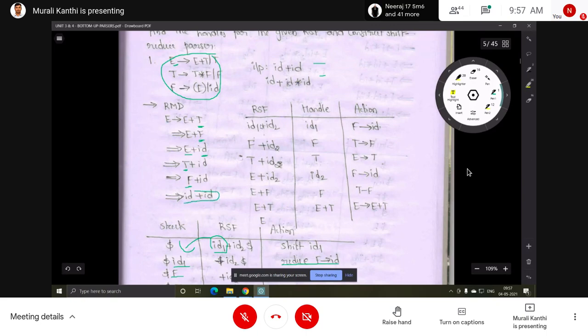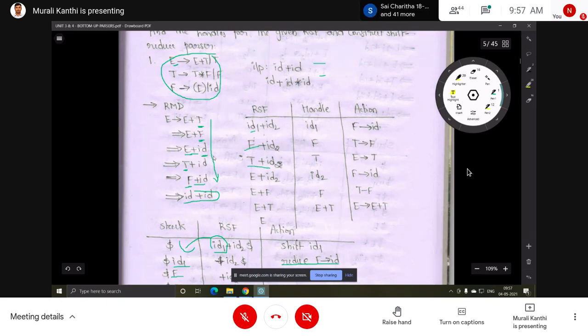Okay, if you take it in reverse, this is the process in the stack. In the stack, we have seen this kind of operations. First, ID1 plus ID2, which is replaced with F plus ID. Here this one and this one. Next operation is T plus ID. Next again T plus ID. Next one is E plus ID. Next E plus E. Next E plus T. Next E.